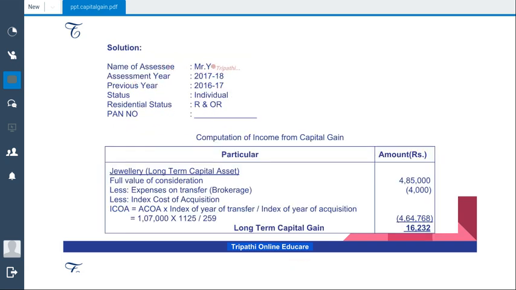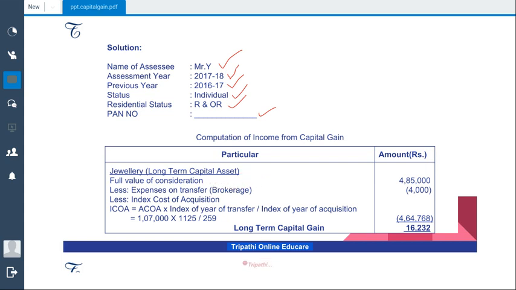Before you actually calculate the capital gain, you will have to write this information, like the name of the assessee, Mr. Y, assessment year 2017-18, previous year 2016-17, status individual, residential status resident and ordinary resident, PAN number. If the information is given in the question, you can record it here or you can leave it blank. Then you can start computing the income from capital gain. You will have to prepare two columns, particulars column and amount column. You will have to start with the heading jewelry, long-term capital asset.